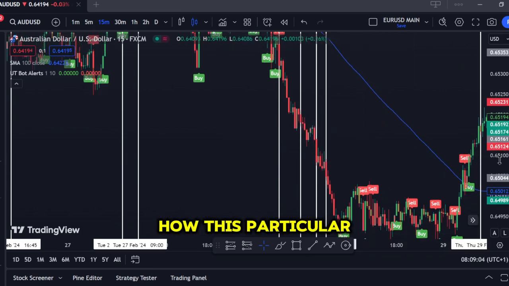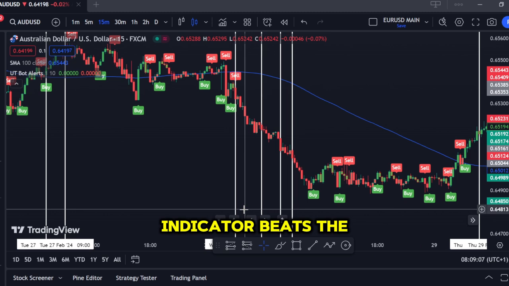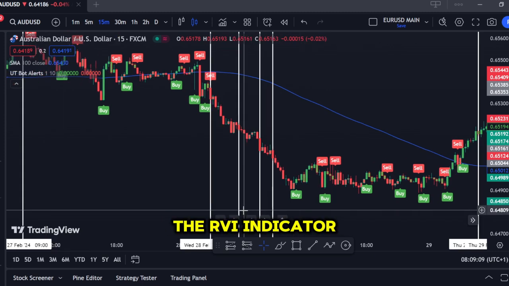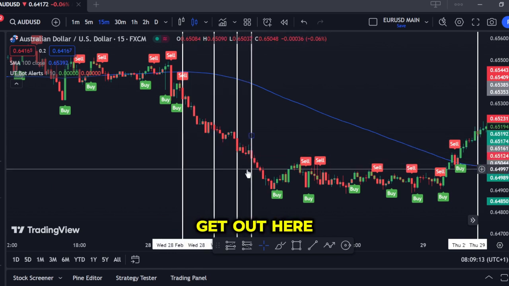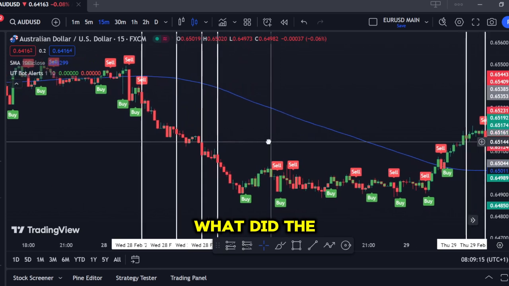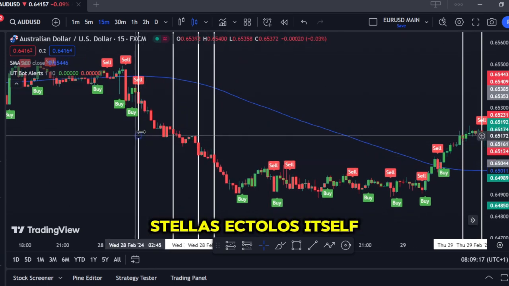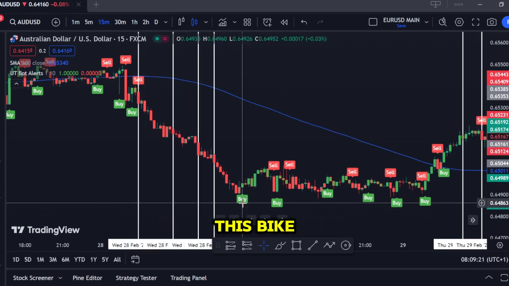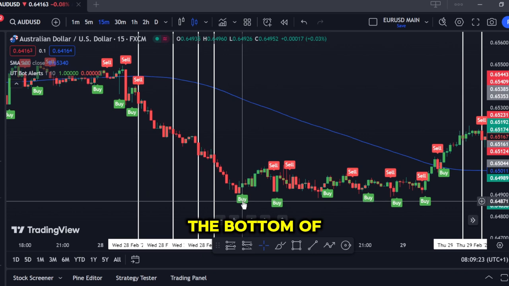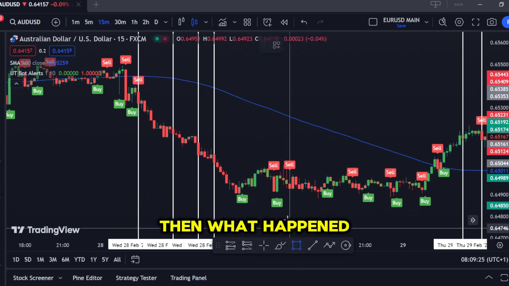Now let's look at how this particular indicator beats the RVI indicator. Remember, the RVI was just telling us get out here, get out here, get out here. What did the UT bot tell us? It told us to sell here. Let's say we sold here, we would have held this trade down to this buy, which is literally the bottom of the market.